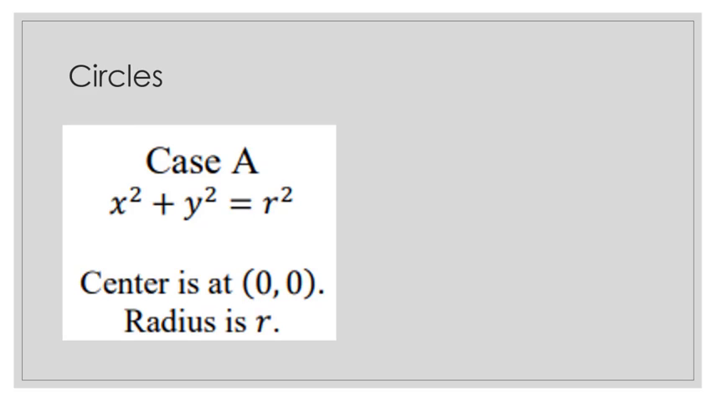Now, circles are written in the form x squared plus y squared equals r squared. So if you see something with an x squared and a y squared on one side and they're being added together, you can say, oh, this might be a circle. Now for this particular case, our center is at 0, 0, and our radius is r.